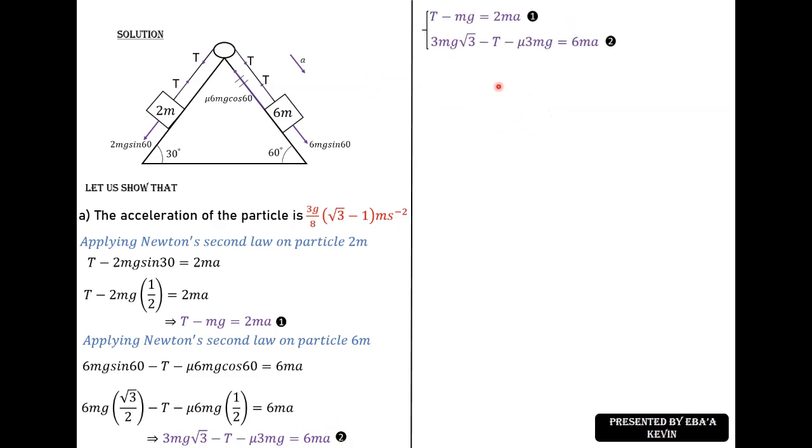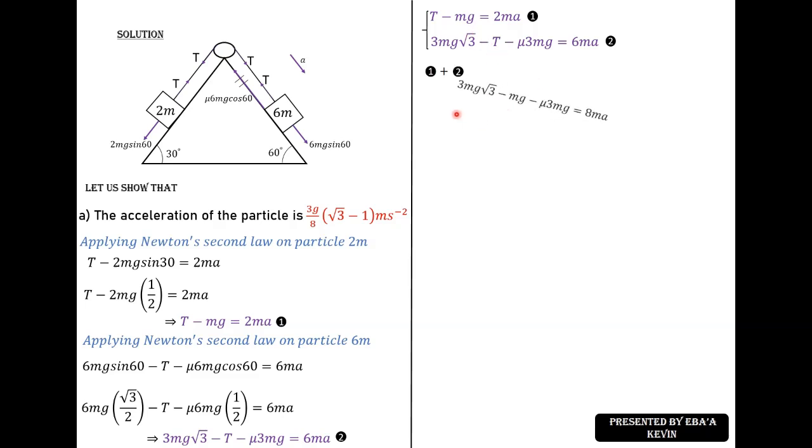Now, since we have the two equations, equation 1, which we obtained by applying Newton's second law on particle 2m, and equation 2, which we obtained by applying it on particle 6m, we can resolve these two equations to get our acceleration. There is also another unknown, which is the tension. So to get only the acceleration, we can simply add the two equations. Why? Because adding the two equations, the tensions are going to cancel.